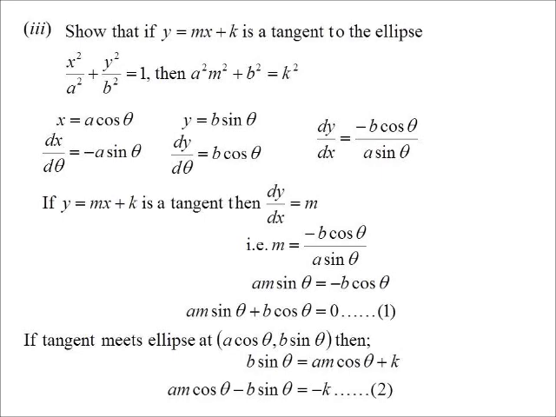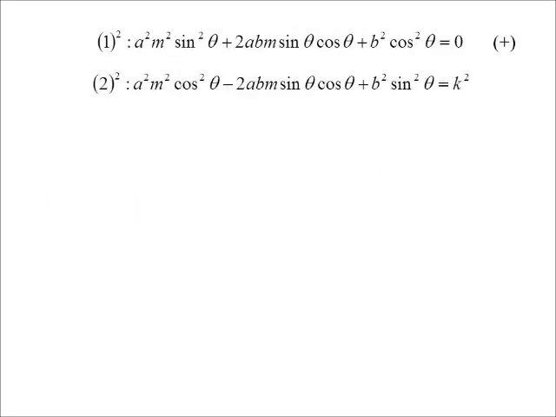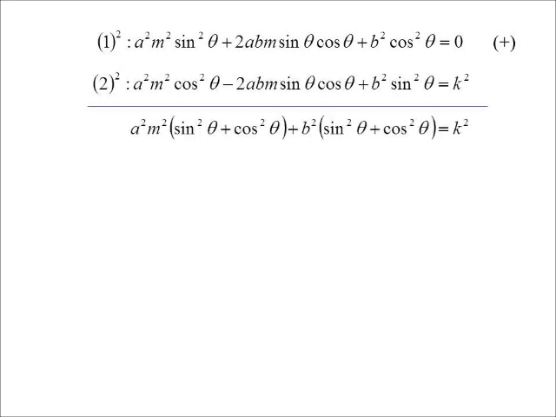Now if I square the first one and square the second one and add them together, look what happens. I get a squared m squared (sin squared plus cos squared, which is 1). The middle term, the 2abm sin θ cos θ, cancels. And I get b squared (sin squared plus cos squared, which is 1). And there's our result: a squared m squared plus b squared is equal to k squared.